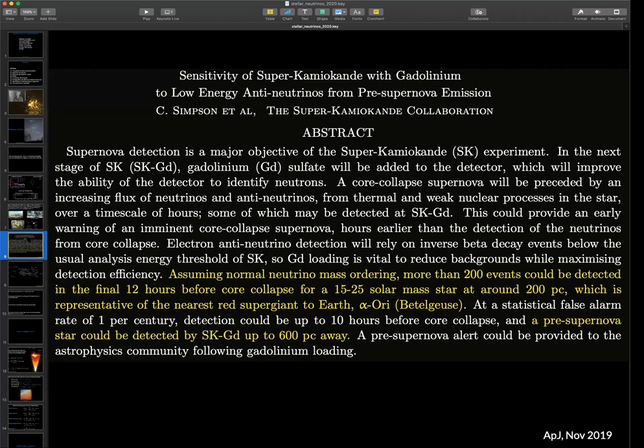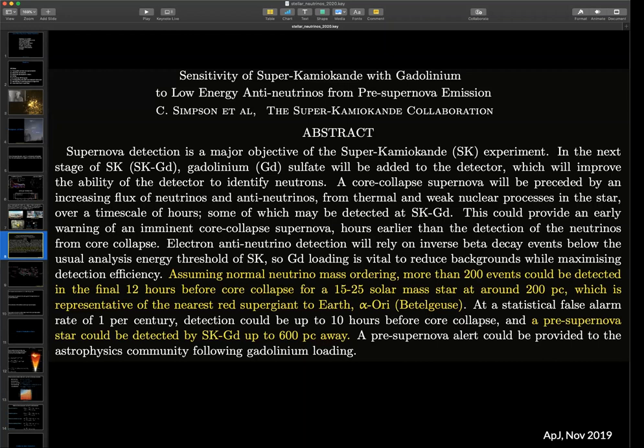So assuming a normal neutrino mass ordering, more than 200 events could be detected in the final 12 hours before core collapse for a 15 to 25 solar mass star at around 200 parsecs, which is representative of the nearest red supergiant to Earth, Alpha Ori, or Betelgeuse. And so here's already Betelgeuse that we're hitting once.